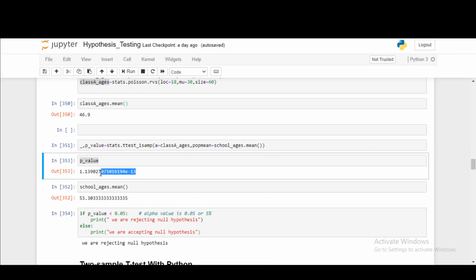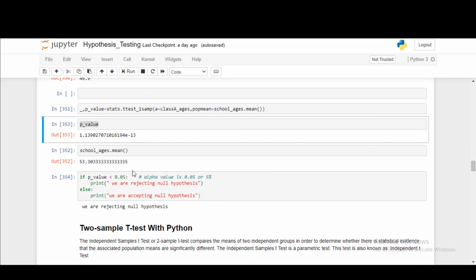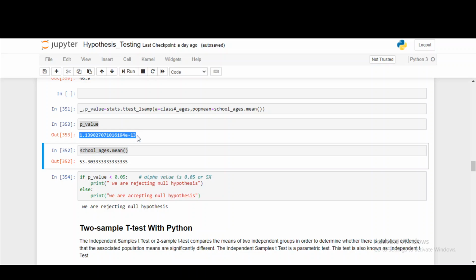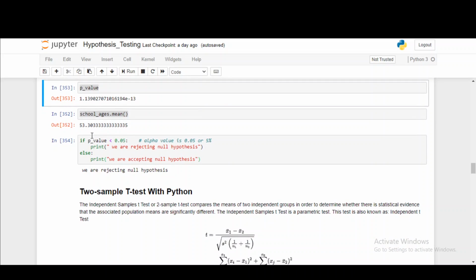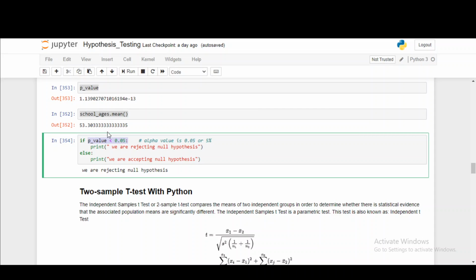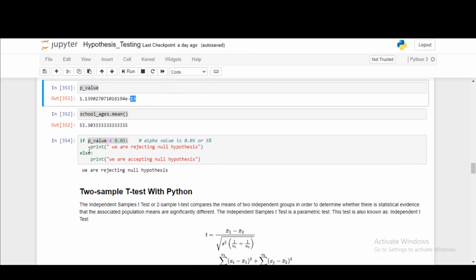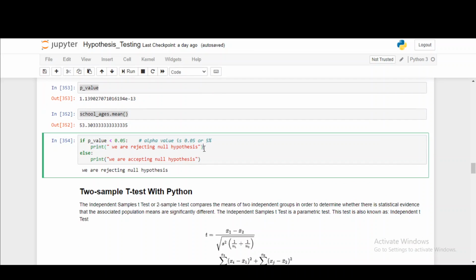So my p value is coming around 1.13 to the power minus 13, which is very less than 0.05, right? And the class A age mean is 53.03. So when I checked this p value, which is very less than 0.05, that means my null hypothesis is not accepted, right? So same thing, I am checking it with if-else here. If I see that it is to the power minus 13, I will be getting this line, we are rejecting null hypothesis.